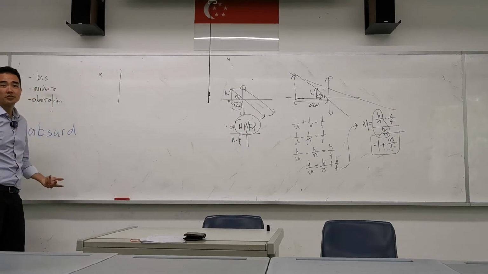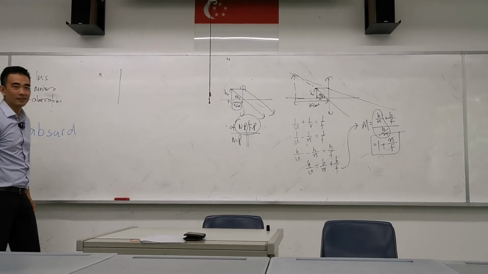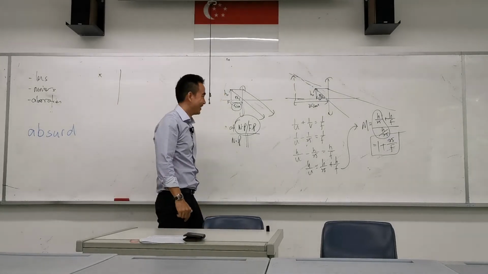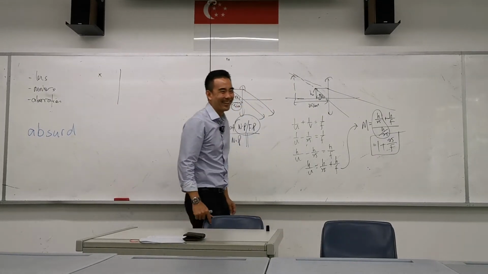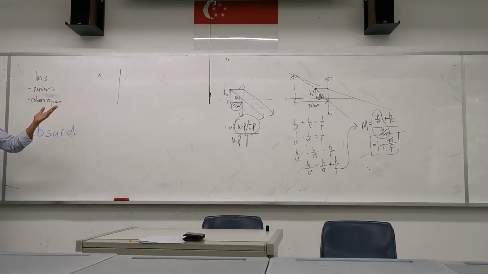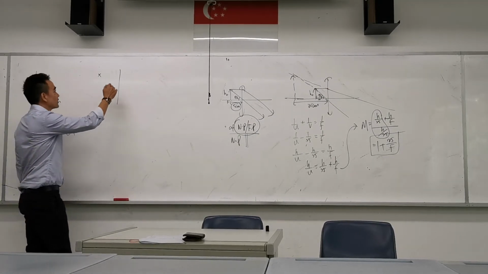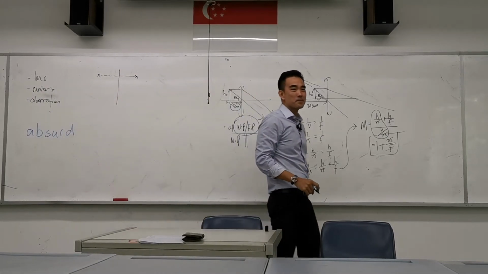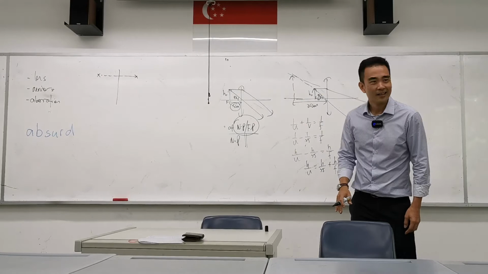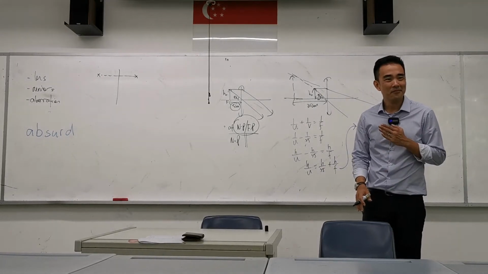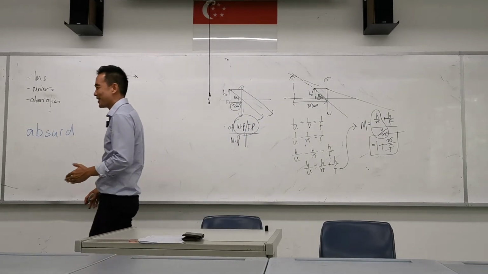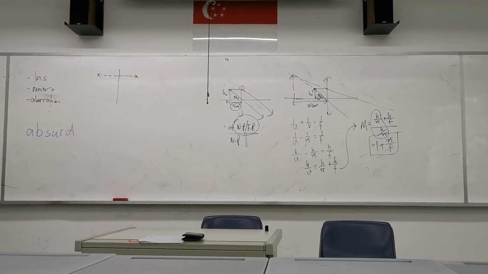Object over here, where's the image? Okay, where's the image? If you don't know this, you must do your O level again. It's in a mirror. It's a mirror. What focal length are you talking about? It's a mirror. Okay.